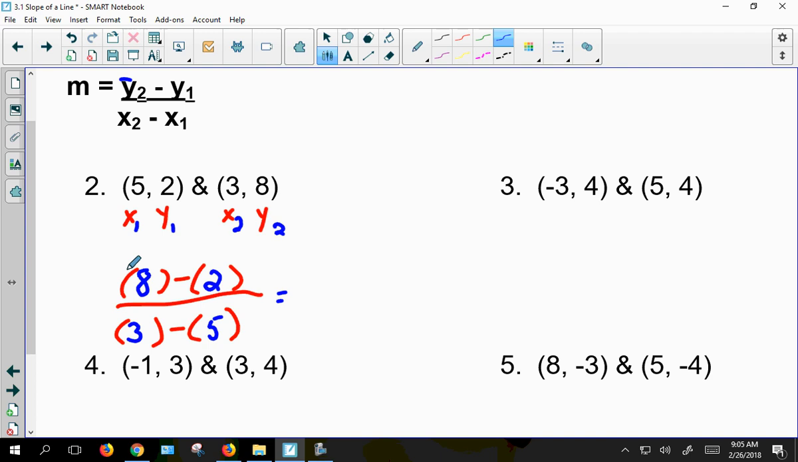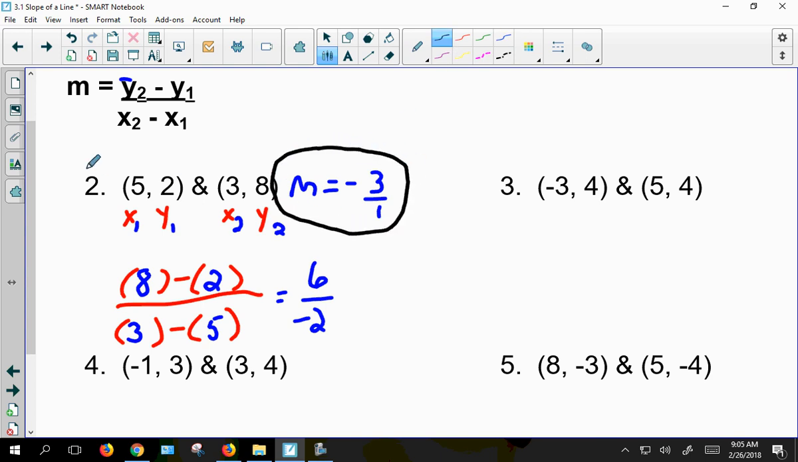So now all I do is go 8 minus 2 is 6. 3 minus 5 is negative 2. Please use your calculators for this. Now, 6 over negative 2 reduces. That reduces to negative 3. So my answer here is m equals negative 3 or negative 3 over 1. And I say m equals because I'm identifying it as the slope.